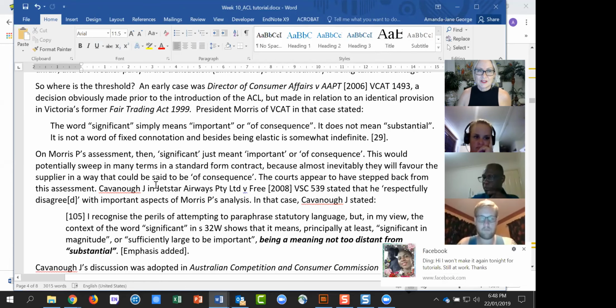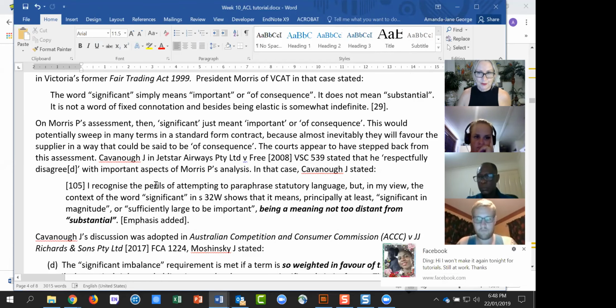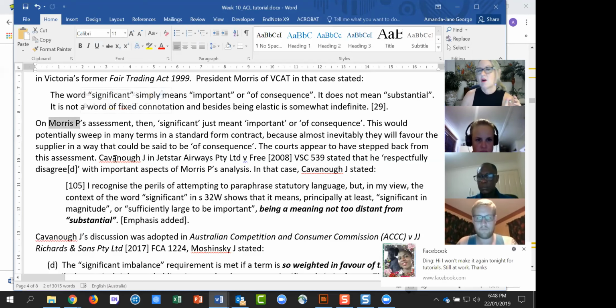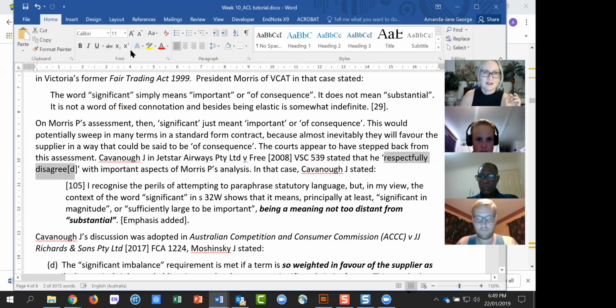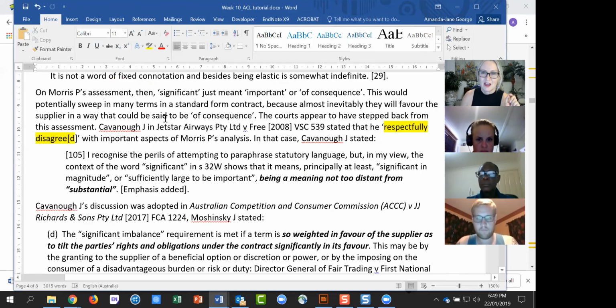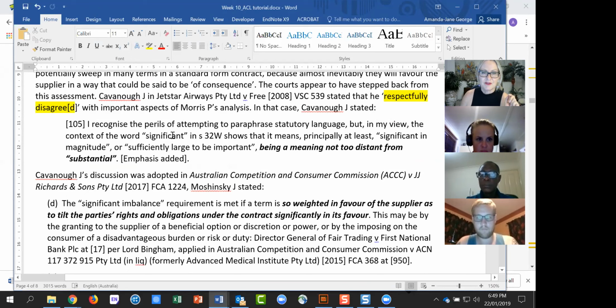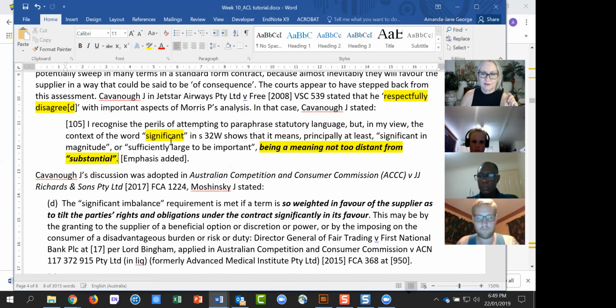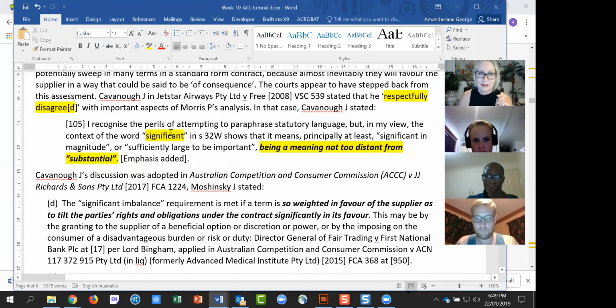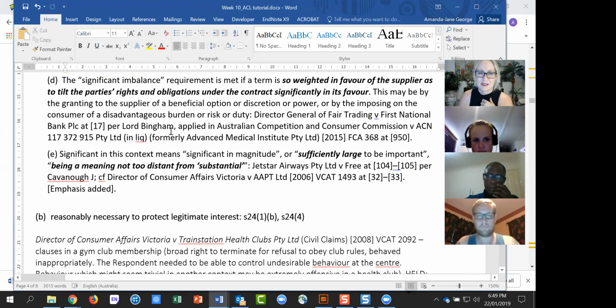So we've seen, and this is the little update that I put into the tutorial, the old decision that was in your study guide was from Morris. That's now basically being chucked out by Kavanagh in the Jetstar case, saying he respectfully disagreed. And significant is now to mean something not too distant from substantial. And I can see good sense in that, because every darn consumer would be able to fit through the other test, really, wouldn't they? And that's been applied subsequently.